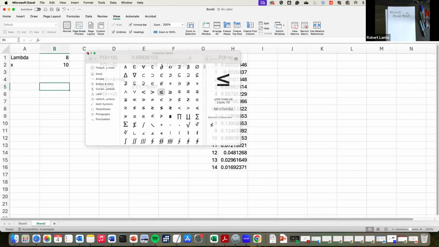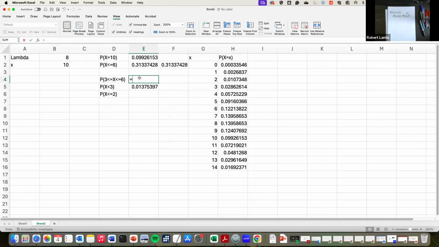Okay. There we go. I'll take the probability it's less than or equal to 6 minus the probability it's less than or equal to 2, right? And I get 0.299. Now I can check this using that sum function, because if I want the probability it's 3 up to 6, I should get the exact same value.